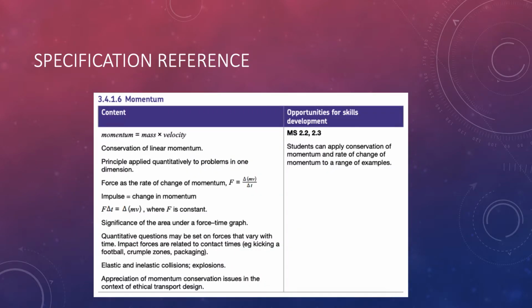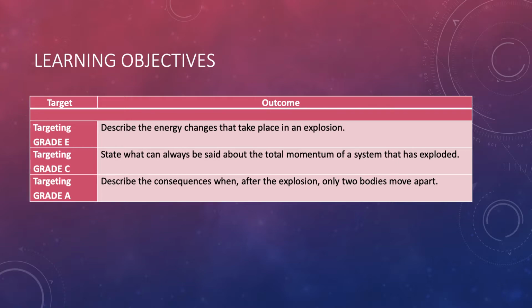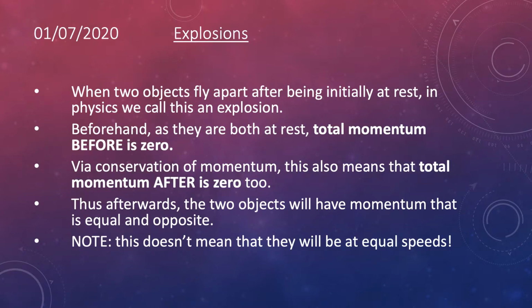Our spec reference. Second from the bottom, elastic and inelastic collisions and explosions, as well as up at the top, second, conservation of linear momentum. It's those bits that we're looking at still. We want to describe the energy changes taking place in an explosion, what can always be said about the total momentum of a system that has exploded, and what the consequences are after the explosion if only two bodies move apart. So, explosions.